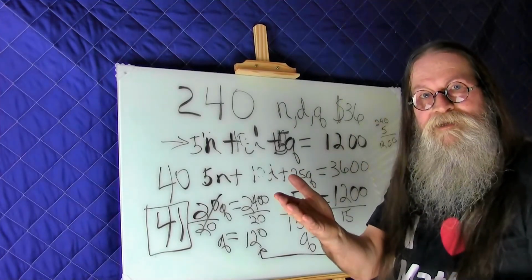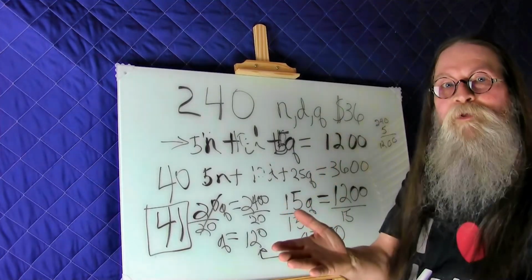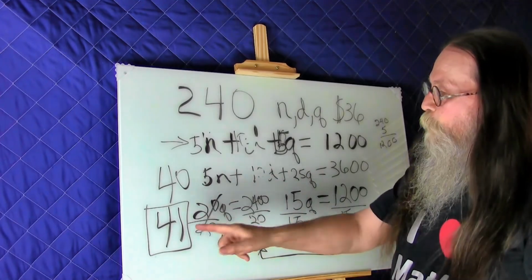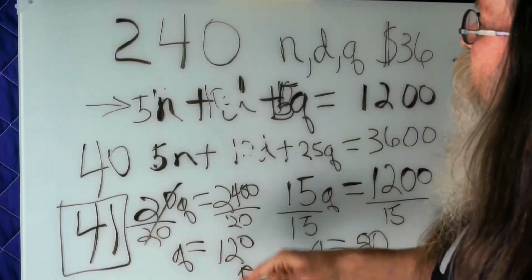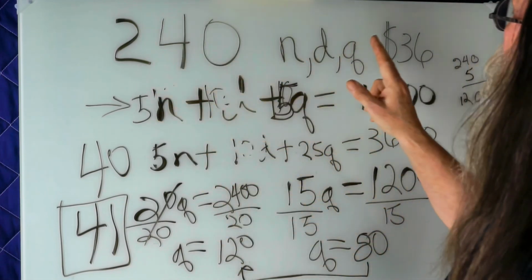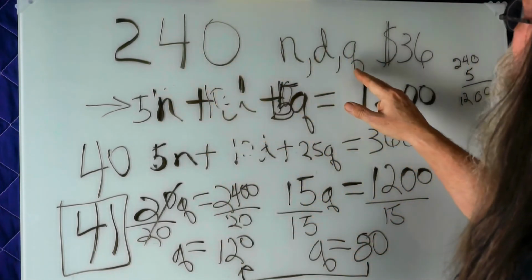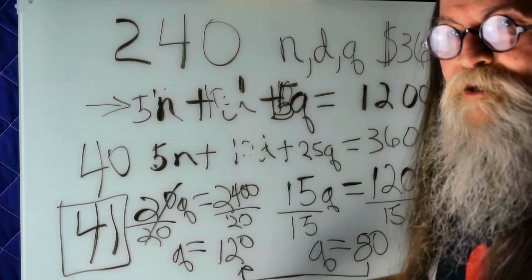So there is the solution to a problem that has no solution. We actually have 41 possible answers to the 240 coins of nickels, dimes, and quarters. That adds up to $36.